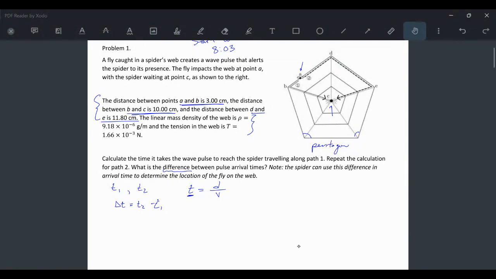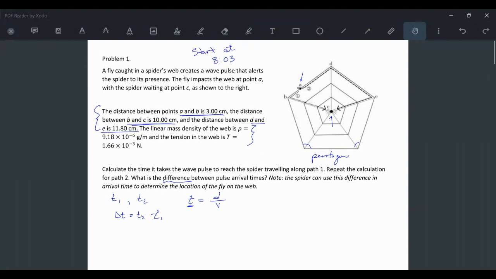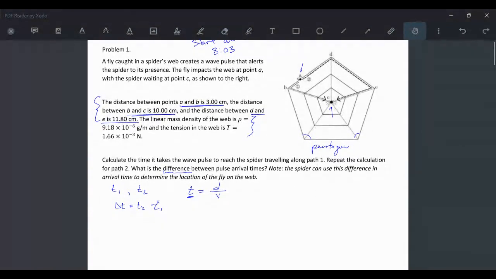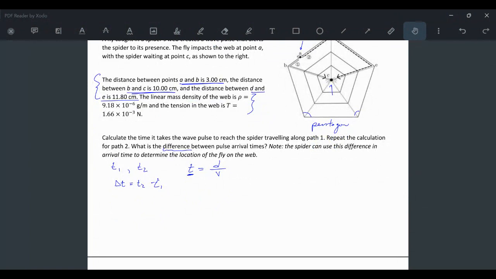So if we need to figure out what this velocity is, that's the only thing, the unit you guys are working on is waves. That's really the only wave related thing. The rest of it is just geometry and some basic kinematics. So let's start off finding out what the velocity is. The relevant quantities of interest are this linear mass density and the tension in the strands that make up the web.